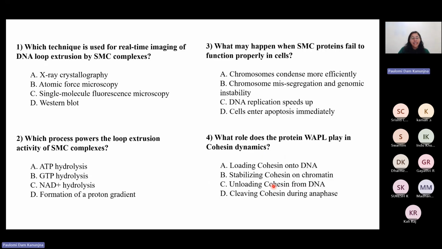Okay, second last slide. Which technique is used for real-time imaging of DNA? So basically in the guest lecture, what did the professor mention about the technique for real-time imaging of DNA loop extrusion? How do you actually see it? Which process powers the loop? This we already know. What may happen when SMC proteins fail to properly function in the cell? This is something I've been telling you. And what role does the protein WAPL play in cohesin dynamics? Something that was covered in the guest lecture notes.